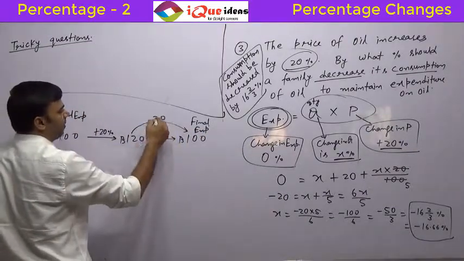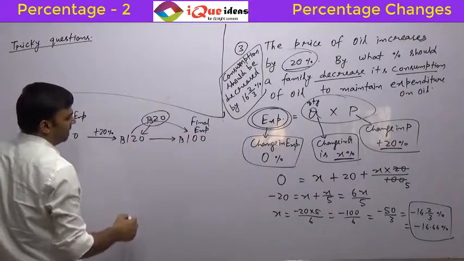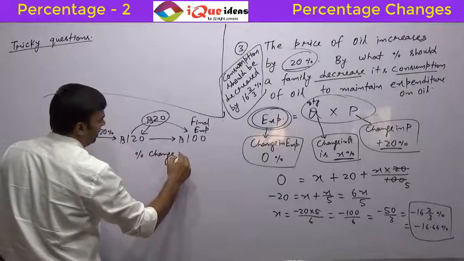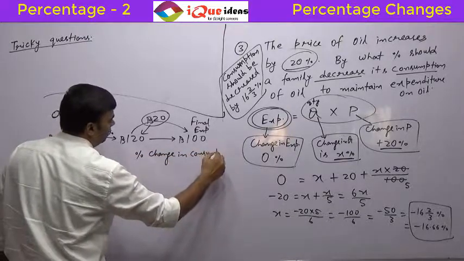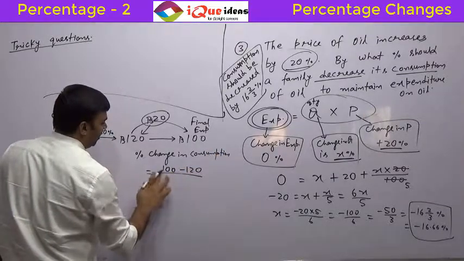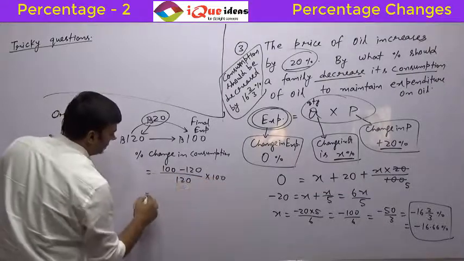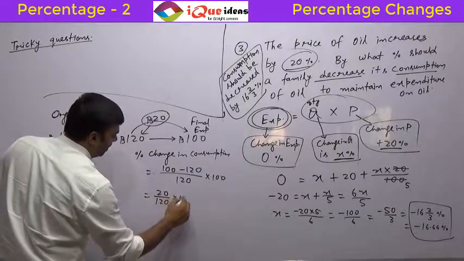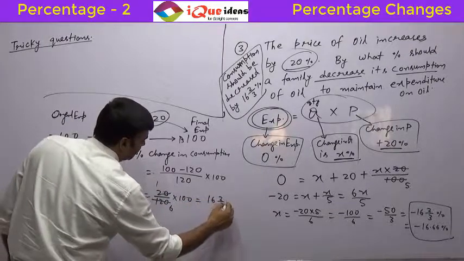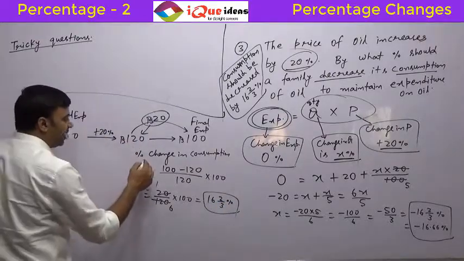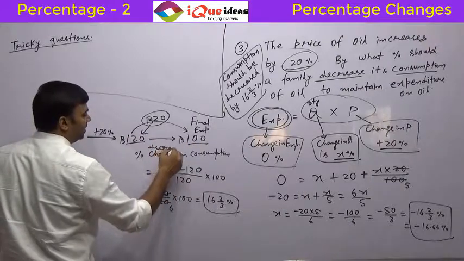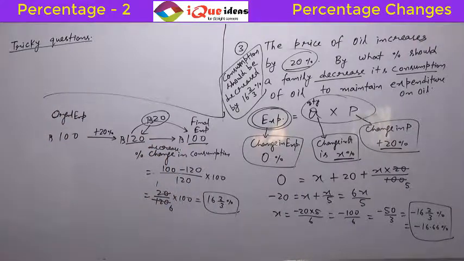By how much will it reduce? 20 rupees. What is this 20 as a percentage of 120? That will be the percentage change in consumption. So percentage change in consumption is equal to final minus initial, that is 100 minus 120, divided by 120, into 100. So it is 20 by 120 into 100, that is 1 by 6 into 100, which is 16 2/3% or 16.66%, and it is a decrease, a percentage decrease in consumption. We can see it is from 120 to 100, it is a decrease. So this was the other way of doing the same question.